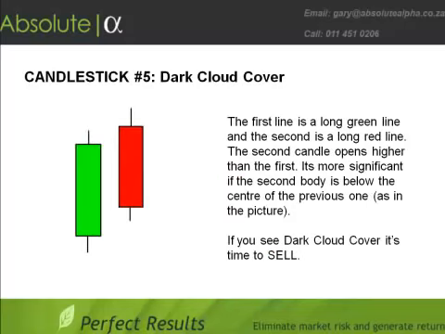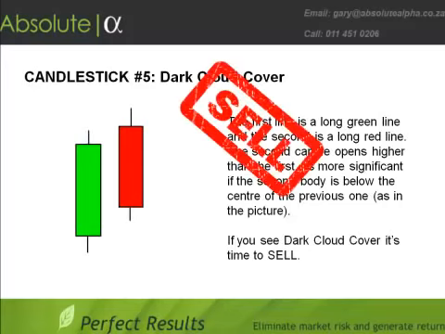The fifth candlestick pattern you need to look out for is the dark cloud cover. The first line is the long green line, and the second is a long red line. The second candle opens higher than the first. It's more significant if the second body is below the center of the previous one, as in the picture. If you see a dark cloud cover, it's time to sell.